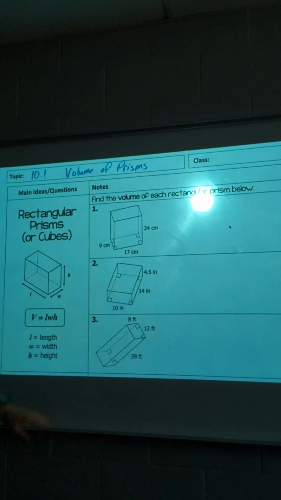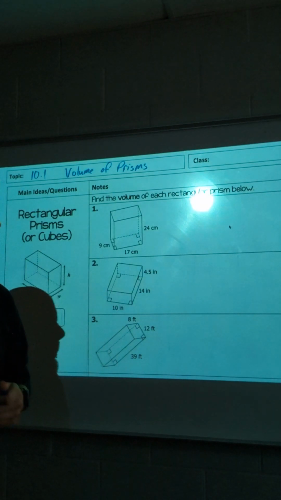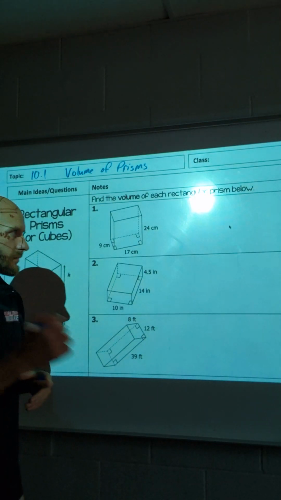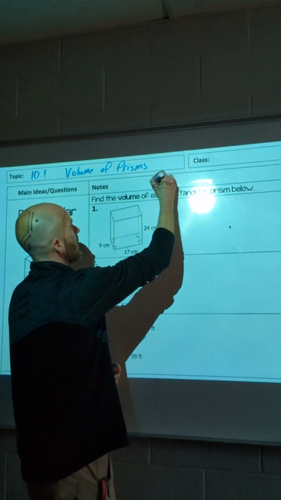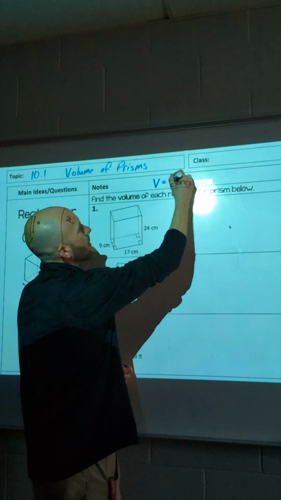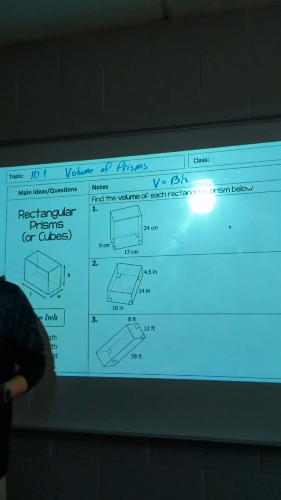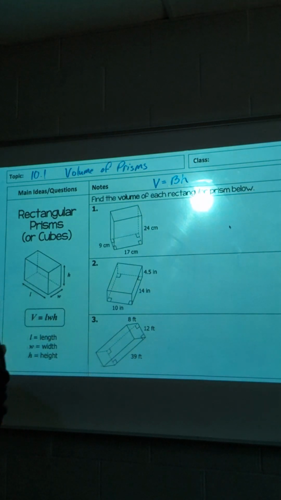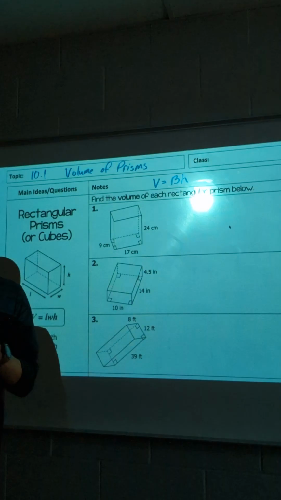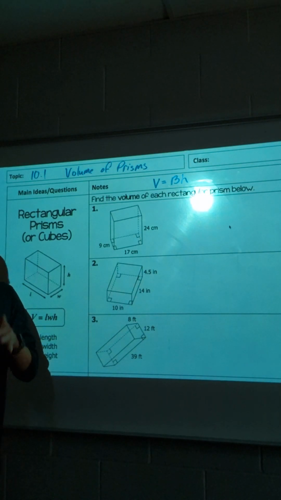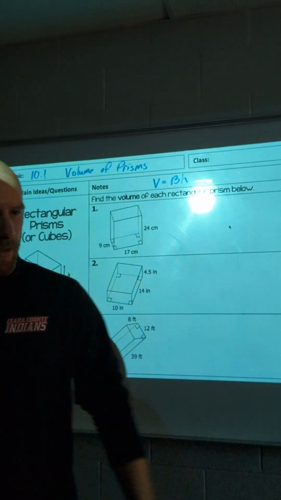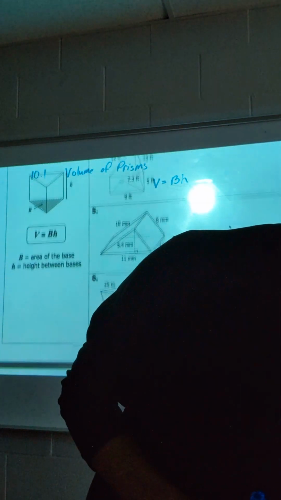Before I go over the formula for rectangular prisms, I actually want you guys to look down a little bit. In general, the formula for the volume of a prism, I'll just write it up here somewhere. The volume of any prism is the area of the base times the height. I want to go over that real quick because we've already talked a little bit about the base of a prism, which is like the two parallel sides.